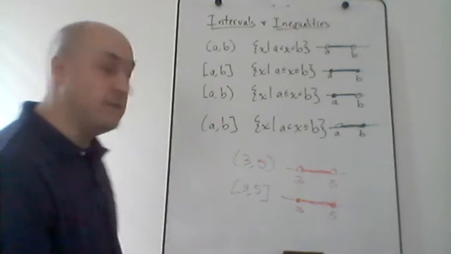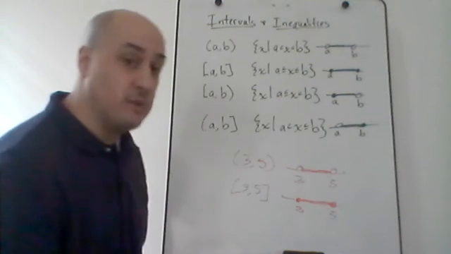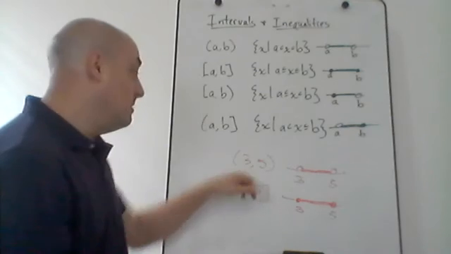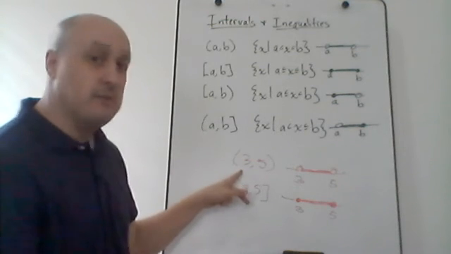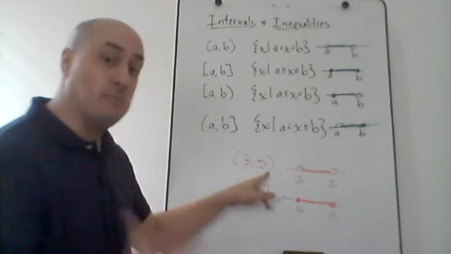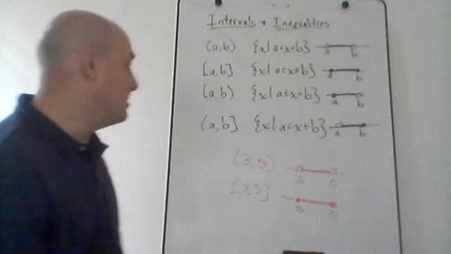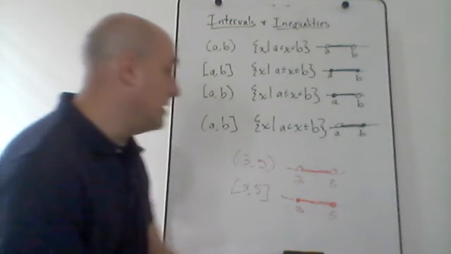So you really have to pay attention to, do I have a bracket there, do I have a parenthesis there? Or you have to write the notation yourself. You have to decide, do I put a bracket on the 3 or do I put a parenthesis there? What about the 5, a bracket or a parenthesis? So it's things to consider as you're working with intervals and inequalities.